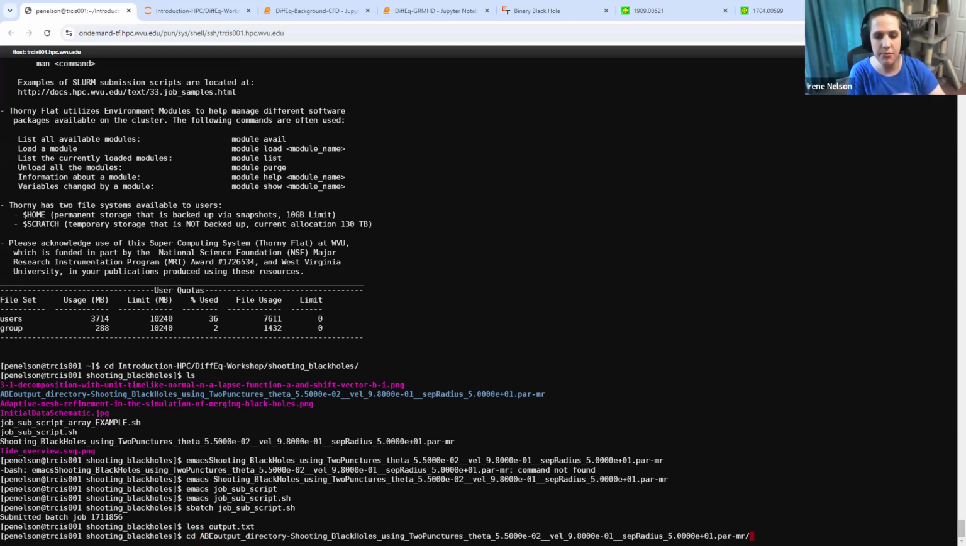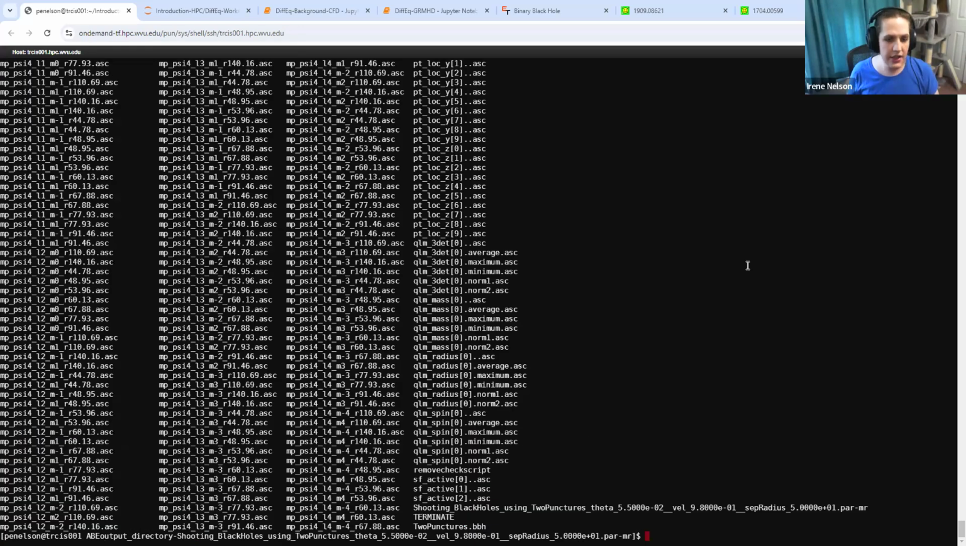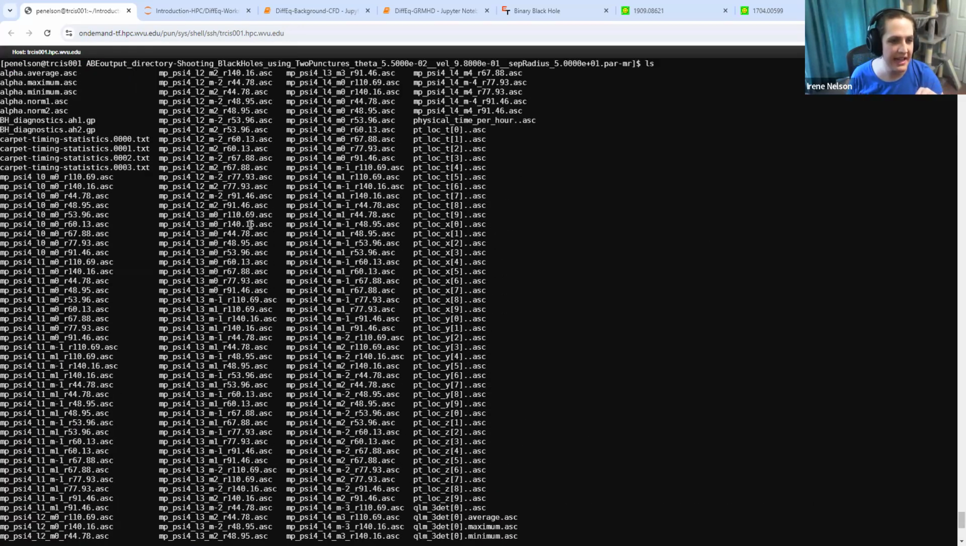we will get an output directory. The name of this directory is going to be the name of the parameter file with a little bit of extra added on, and that's user defined. So now we have a whole mess of text files, and I've included data from this run in the materials for the workshop. The most interesting ones, the ones that we really care about here, are these diagnostics files.